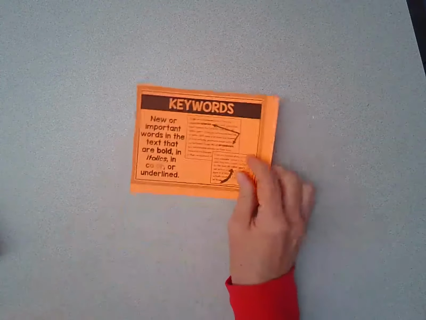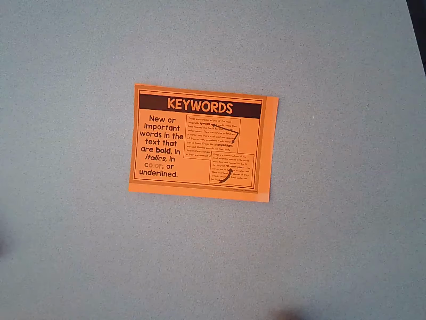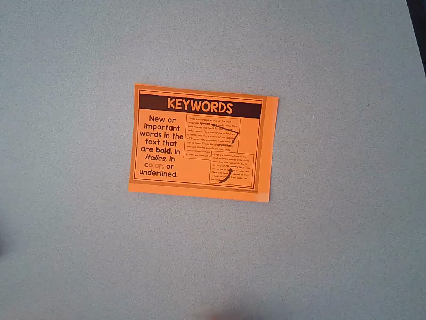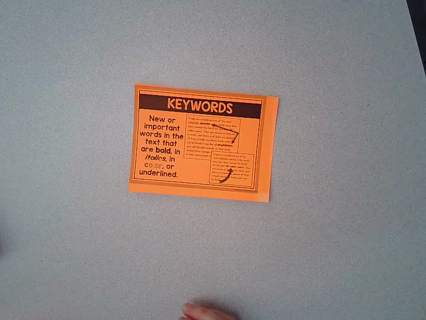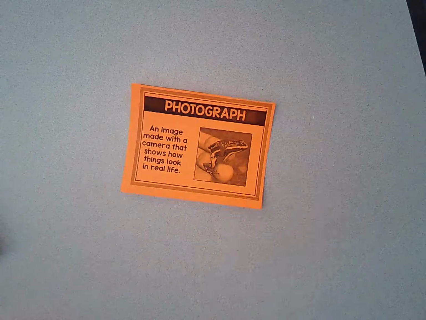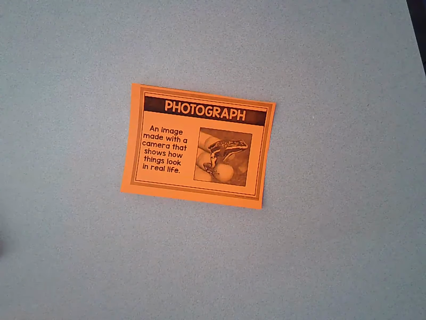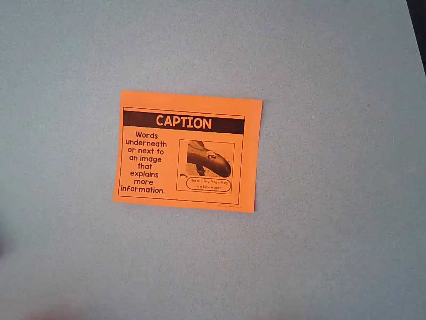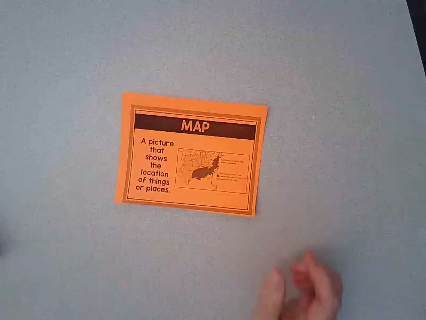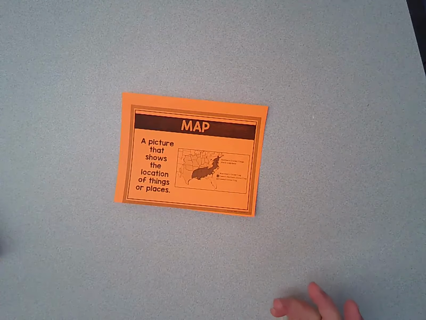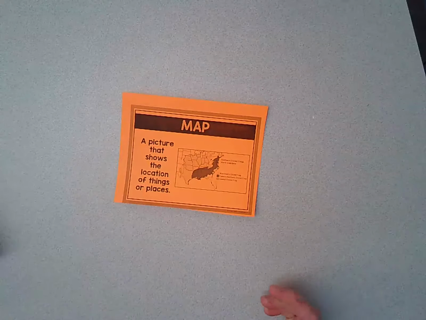We talked about keywords. Those are important words that are often bold. They might be highlighted or italicized, and those are usually vocabulary words, important words. We talked about photographs and how that's just a picture of what something looks like in real life. We talked about how captions provide us additional information about photographs, and maps. And maps are just pictures that show the location of things or places.